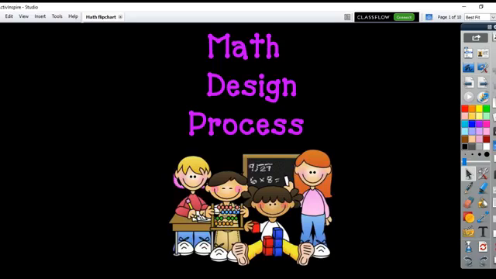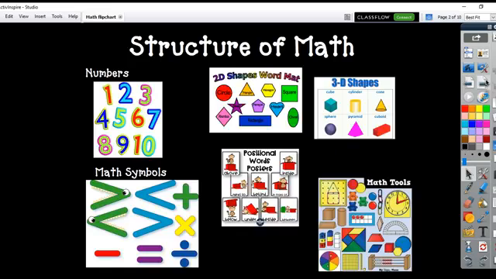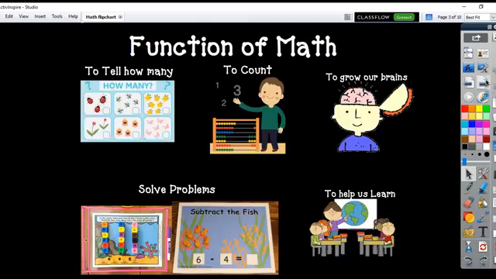Good morning, guys. We're going to do our math lesson for today, and we are working on the math design process. And we're going to talk about the structure of math. The structure is what it looks like, how it's made, and math is made up of numbers, 2D shapes, 3D shapes, math symbols, positional words, and math tools.